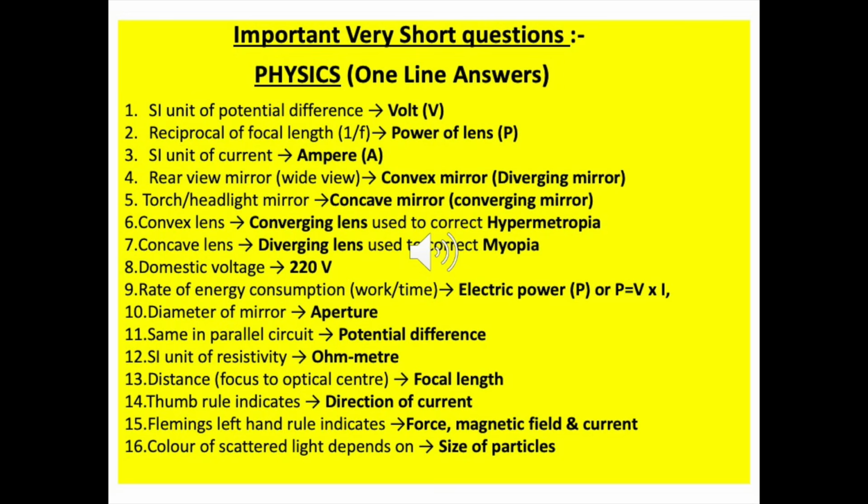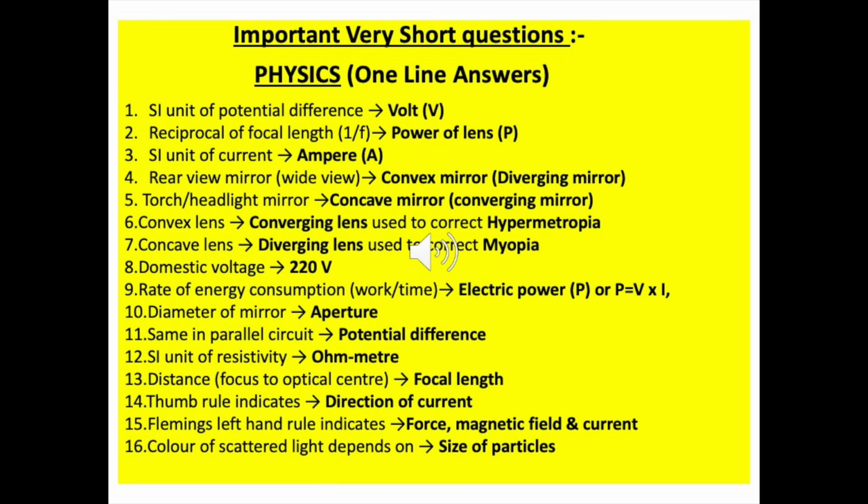Next point is about the SI unit of current, that is ampere, and the fourth point is very important. It is about the rear view mirror. Rear view mirror gives a wide view of the field, and these mirrors are convex mirrors. They are diverging mirrors. Next point is about torch and headlight mirror. Torch and headlight contain concave mirror, and concave mirrors are converging mirrors.